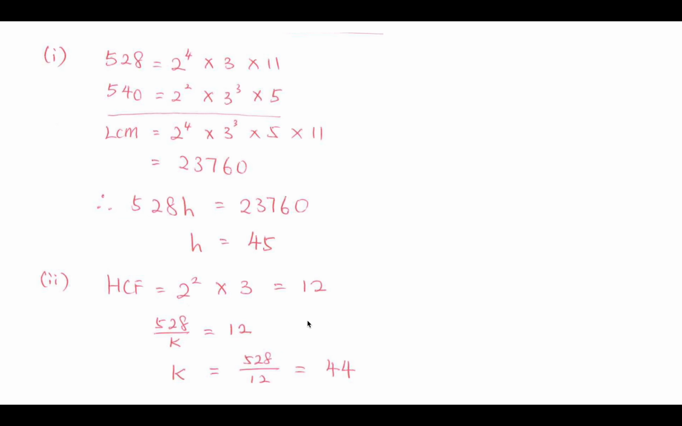So finding the LCM, we work it out. LCM is 2 to the power 4 times 3 cubed times 5 times 11. That gives us 23760. So that means that 528 times h is actually 23760. h will be 23760 divided by 528. That gives us 45, right?